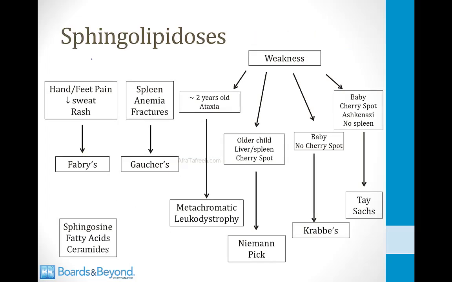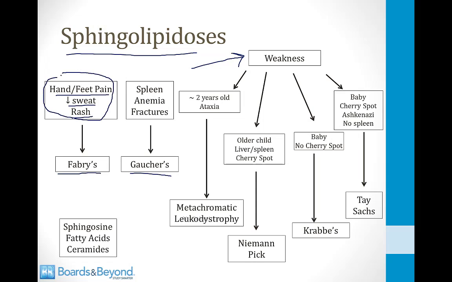This slide is one of the most important slides in this module. It contains my algorithm for organizing the sphingolipidosis disorders in your mind. First of all, I recommend that you think about Fabry's disease and Gaucher's disease separately from the other lysosomal storage disorders. And that's because for most patients with Fabry's and Gaucher's disease, weakness is not a major component of the condition. Patients with Fabry's disease have hand and feet pain and decreased sweat and rash, and this triad is very unique. And when you see this, you should only think of Fabry's disease. Gaucher's patients present with an enlarged spleen, and they have anemia, and they can have fractures, and these three things together should make you think of Gaucher's disease.